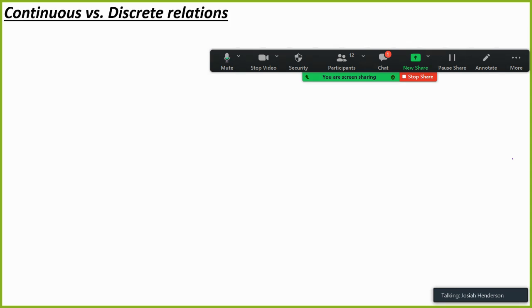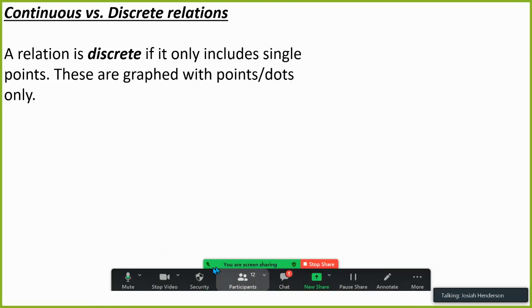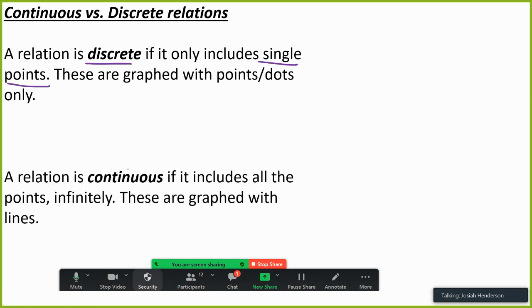I want to talk about real quick continuous versus discrete. So I actually started talking about this just a moment ago without using that language. A relation is discrete if it only includes single points. And these would be graphed with points and dots only. And we can compare that to a continuous relation if it includes all the points infinitely, like a straight line. These are graphed with lines.